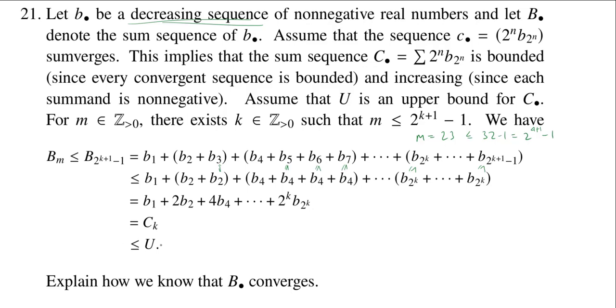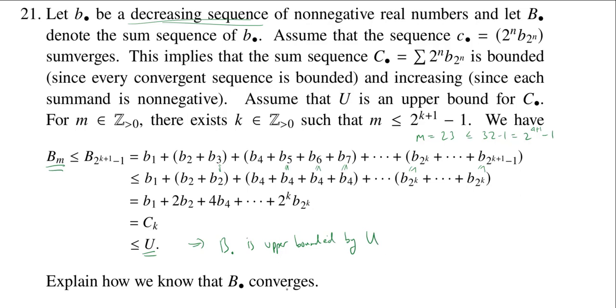Okay. So in total, we've gotten that the mth term of b is actually bounded by U. Oh, so every term in b is bounded by U. I think this means, right? This tells me that b dot is upper bounded by U.